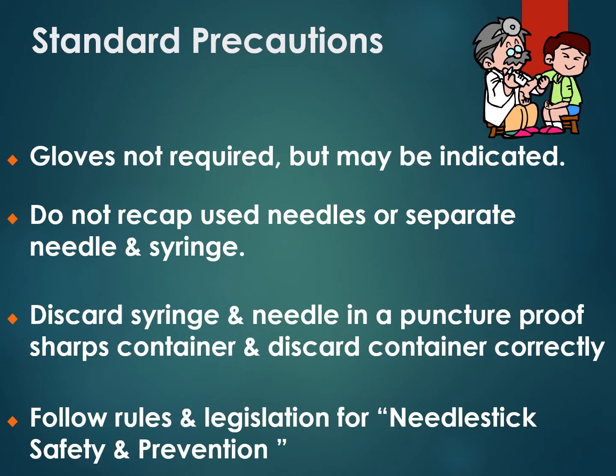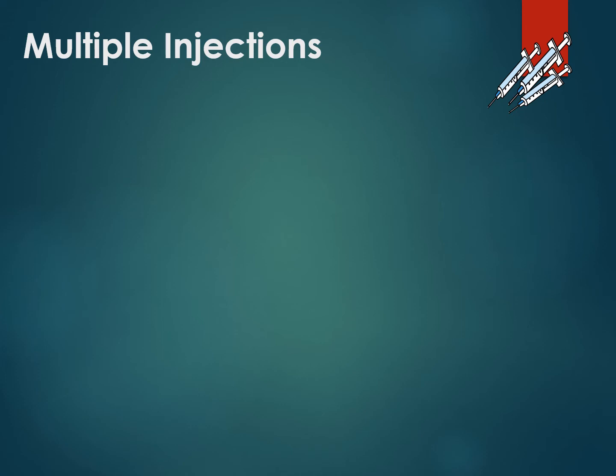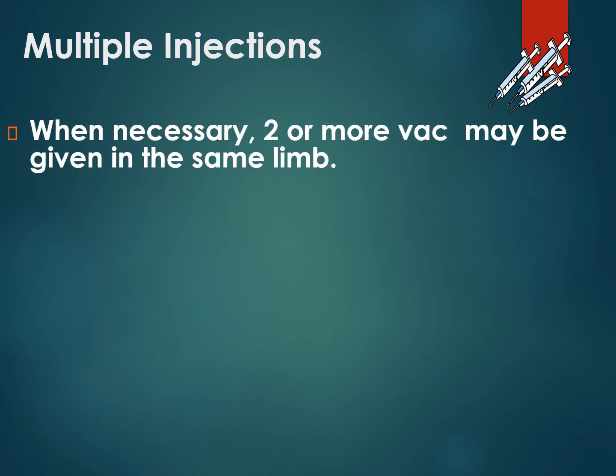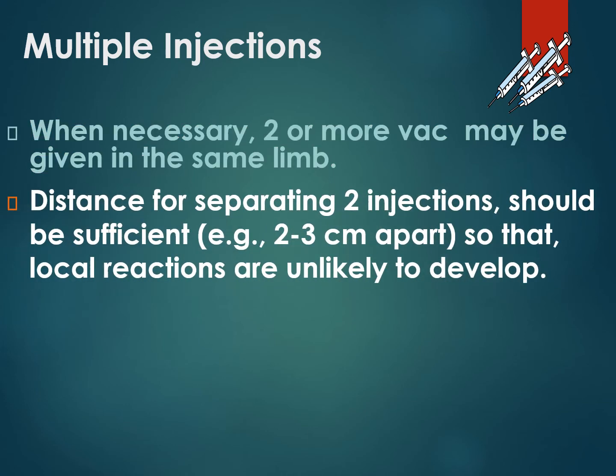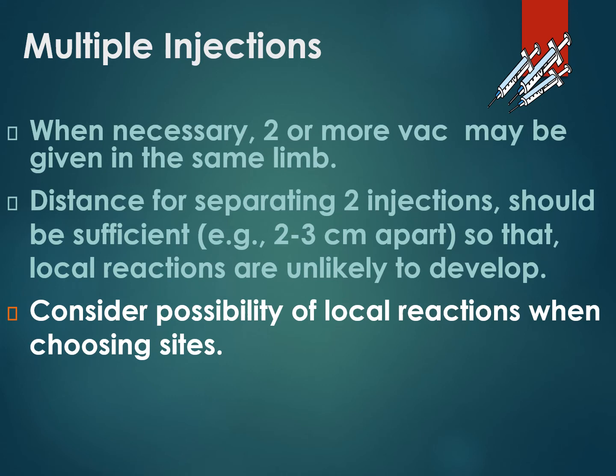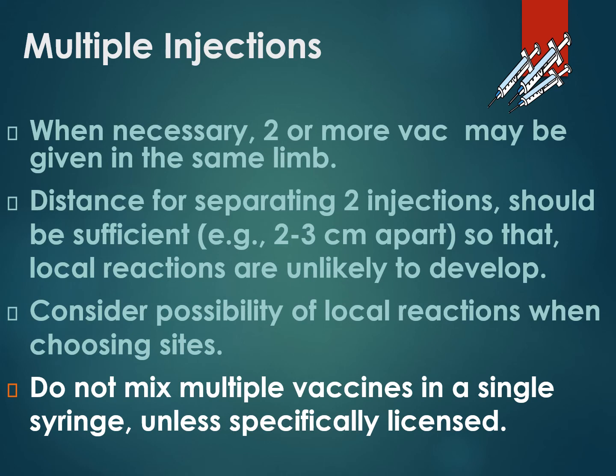Standard precautions. Gloves are not required but may be indicated. Do not recap used needles or separate needle and syringe. Discard syringe and needle in a puncture-proof sharps container and discard the container correctly. Follow rules and legislation for needle stick injury prevention. Multiple injections: when necessary, 2 or more vaccines may be given in the same limb. Injections should be separated by 2 to 3 cm so that local reactions are unlikely to develop. Consider the possibility of local reactions when choosing sites. Do not mix multiple vaccines in a single syringe unless specifically licensed for this. You must read it in the insert for the vaccine.